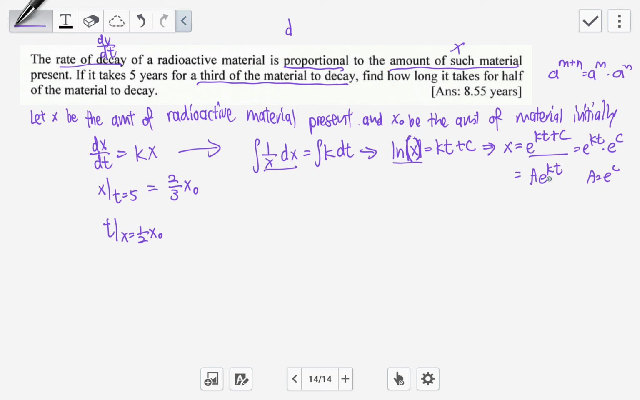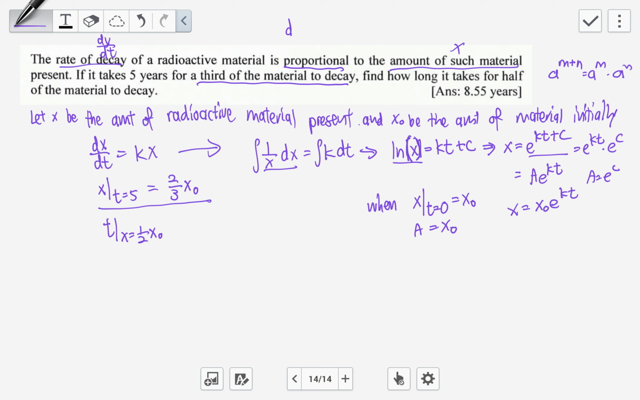Then we check what happens when t equals 0. We define the initial amount as x0. So when t equals 0, that will be A equals x0. Therefore this equation can just change to x equals x0 e^(kt), right, like this. So to find how long it takes, we have this equation, and we will make use of it to find what our k is.